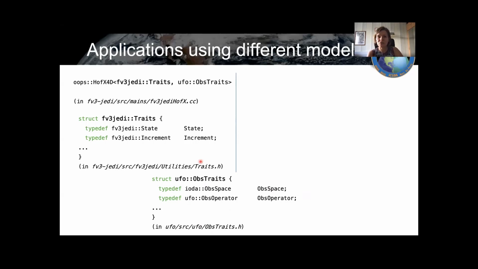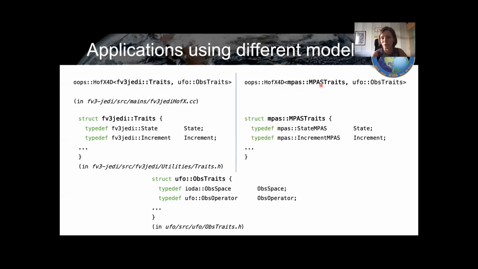Now if I wanted to run HFX4D with a different model, well, I'd need to have the implementations of the interface classes for that. So I'd need to have the state and the model and others implemented for that particular model. And then I'd need to write this 3 or 4 line main program. For example, someone developed an MPAS interface, which they actually did. Their main program would look very similar to the FV3 JEDI one. It still has OOPS HFX4D because I want to run that application, but now it has MPAS traits instead of FV3 JEDI traits for the model-related stuff, and it still uses the UFO obs traits for everything else related.